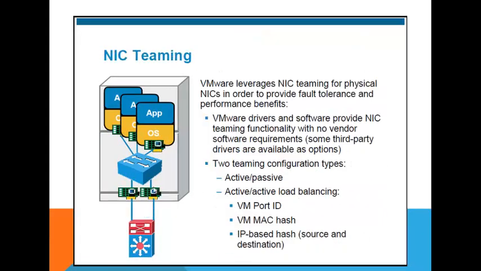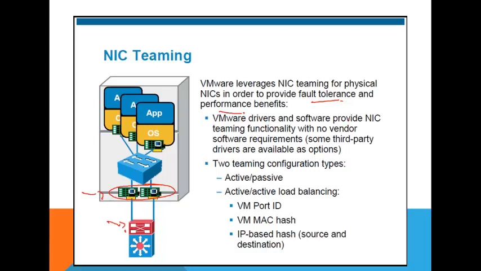Right. What is NIC teaming? NIC teaming is nothing but grouping of NIC cards. In our network world, we call it EtherChannel. If it is done on the server side, it is called NIC teaming. VMware leverages NIC teaming for physical NICs in order to provide fault tolerance. If one goes down, we are still up and running. Not only for fault tolerance, but also for performance, meaning load balancing.